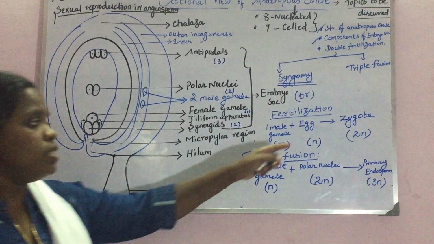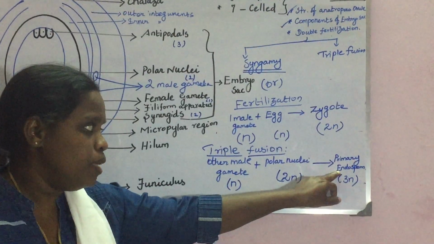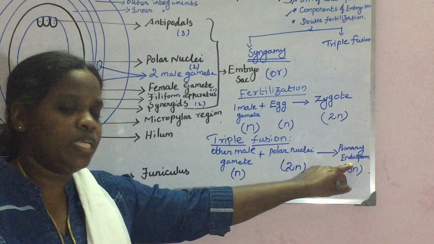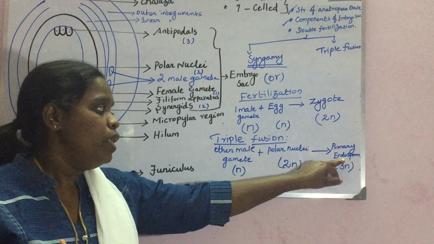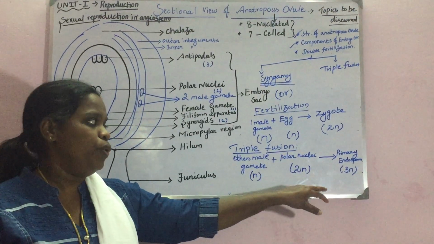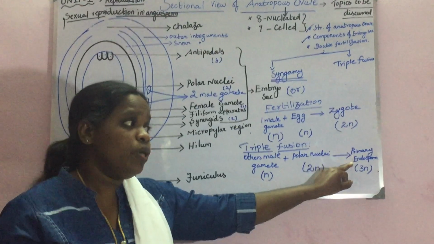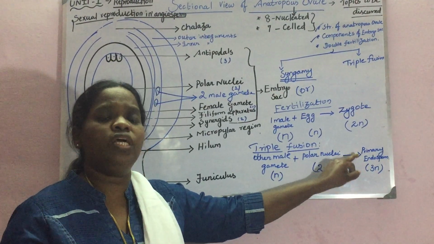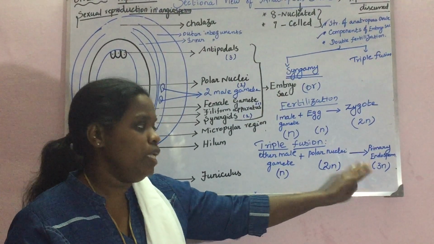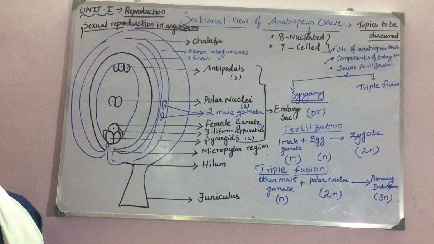Then the zygote develops into the embryo. Here, the primary endosperm is a nutritive substance for this growing embryo. So, what is the role of this primary endosperm? It gives nourishment to the growing embryo. That's all about the double fertilization.